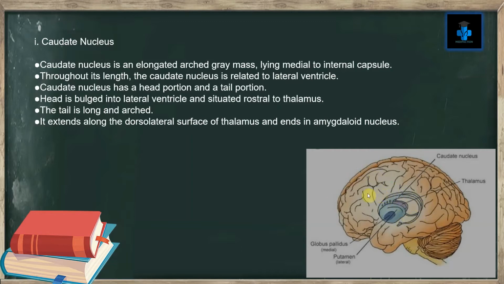Head is bulged into lateral ventricle and situated rostral to thalamus. This is the thalamus. The tail is long and arched. It extends along the dorsolateral surface of thalamus and ends in amygdaloid nucleus.